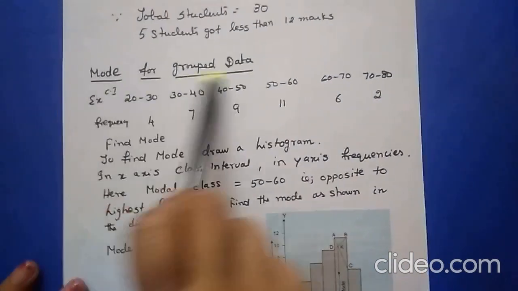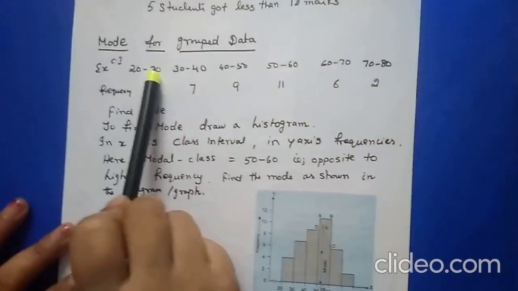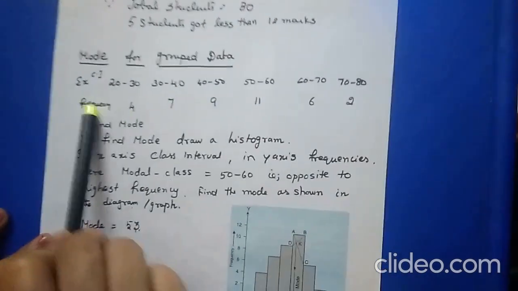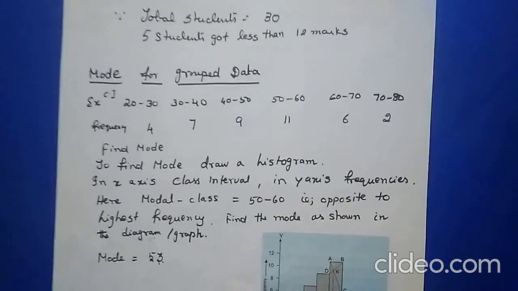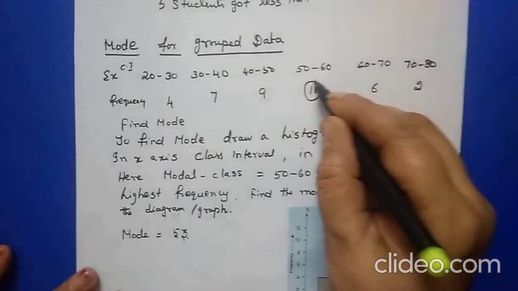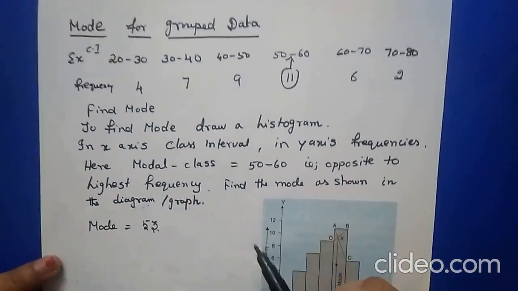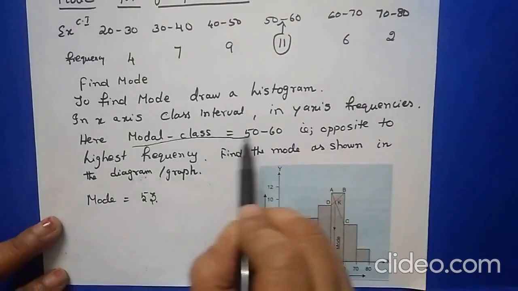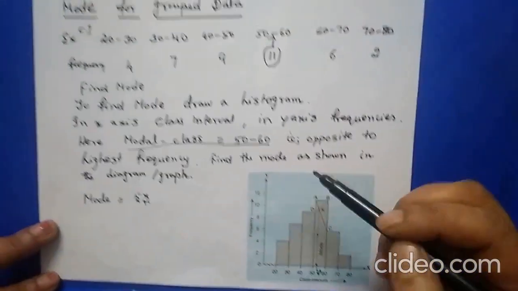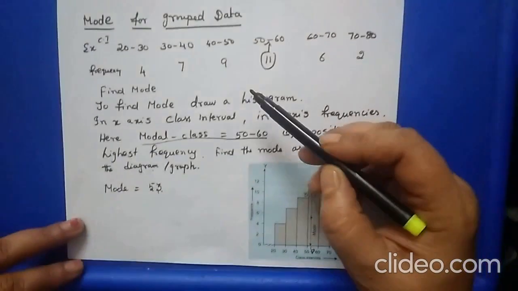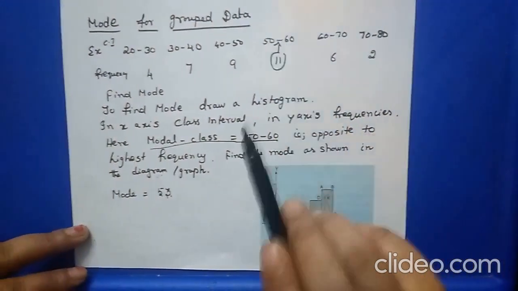Now I am going to teach it for grouped data. The classes 20 to 30, 30 and so on, and these frequencies are given. The highest frequency here is 11, opposite to which 50 to 60 is called the modal class. The modal class is 50 to 60. Definitely your answer will come in between 50 and 60.